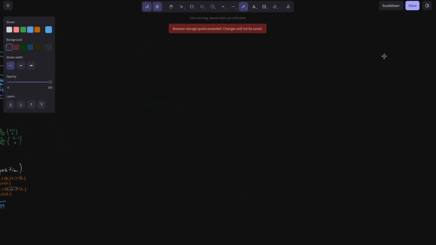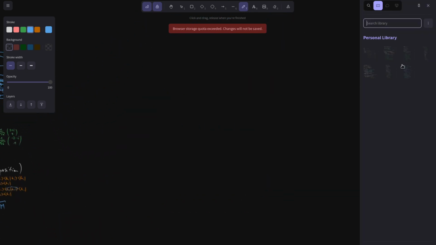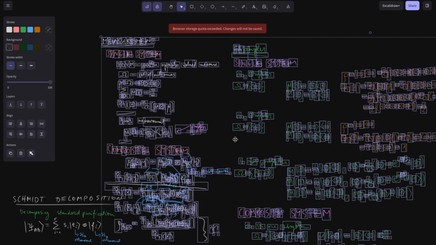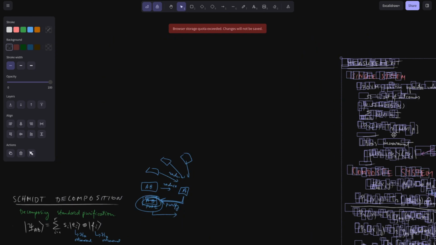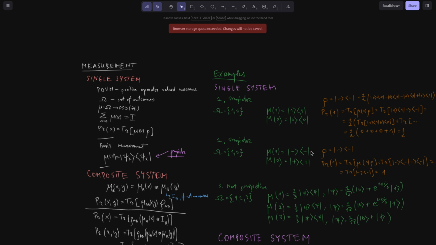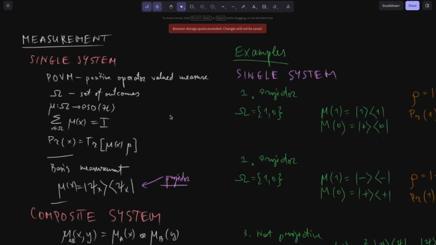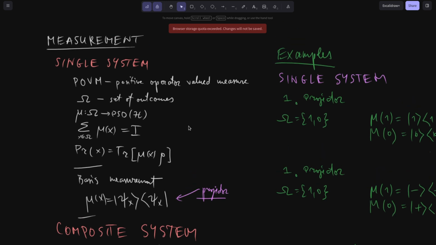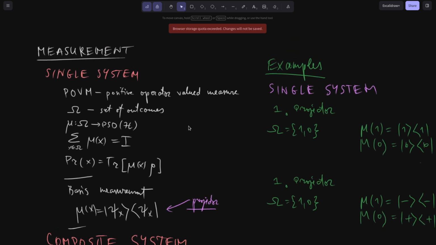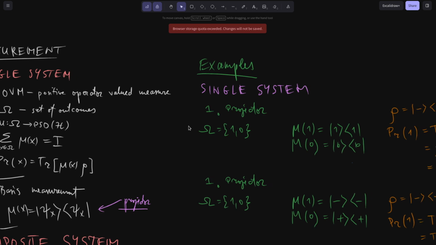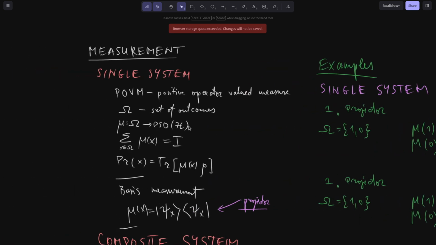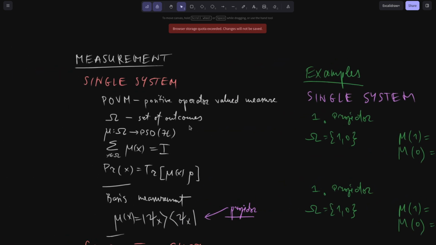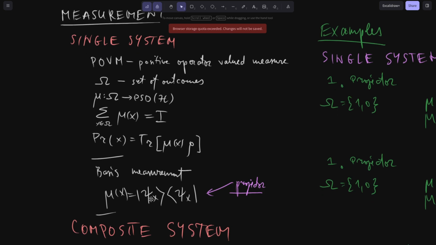And the last thing I want to talk about, when we have covered all of these things, is the measurement, because now we can apply those things. So we again can measure on a single system or composite systems. For a single system, it's really simple. What we do, we basically have a projector. So if it's a basis measurement, we have a projector.